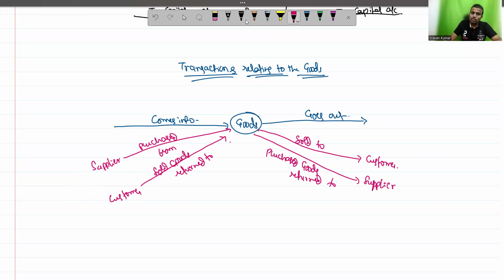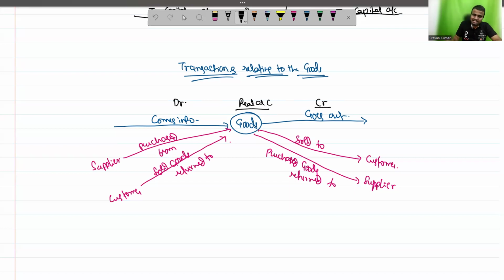And generally, goods is an asset and that is a real account. As per the rule of a real account, what comes in is debited and what goes out is credited. And based on that, we have to write the journal entry.